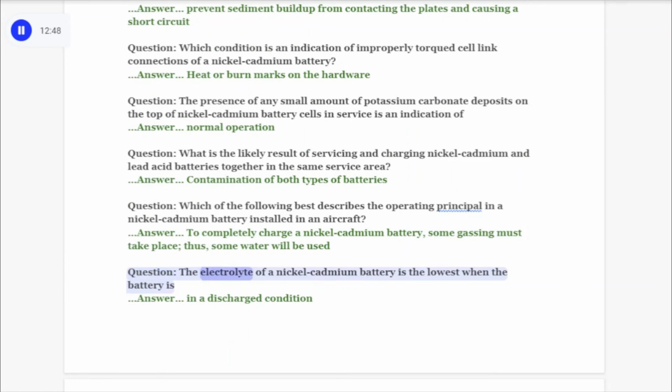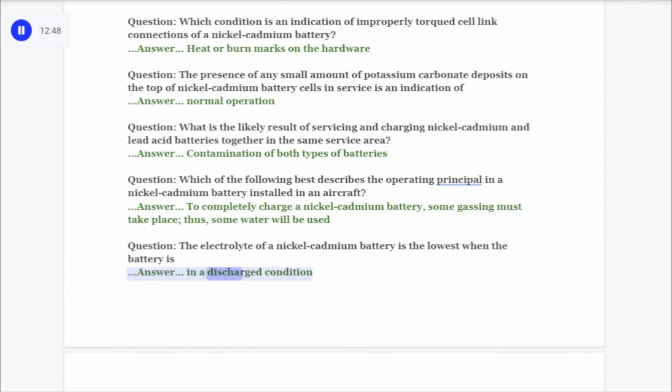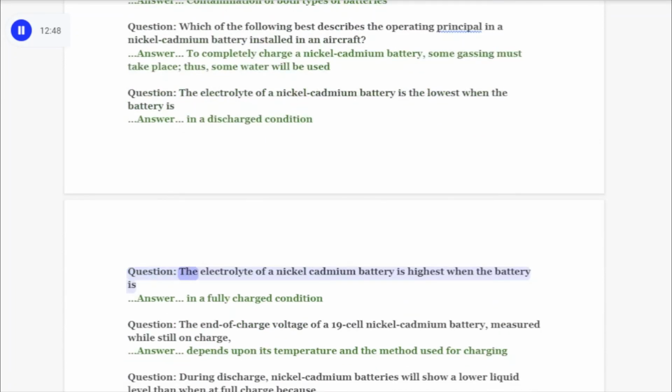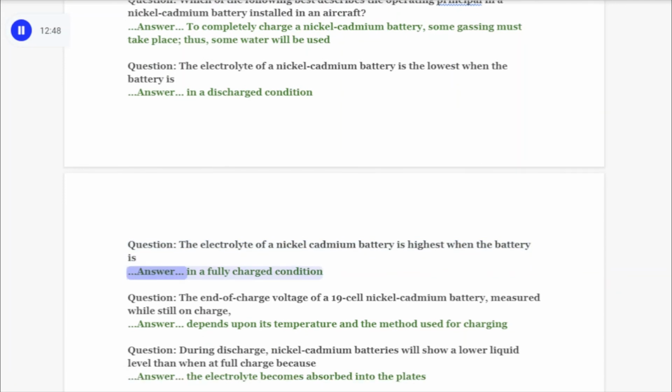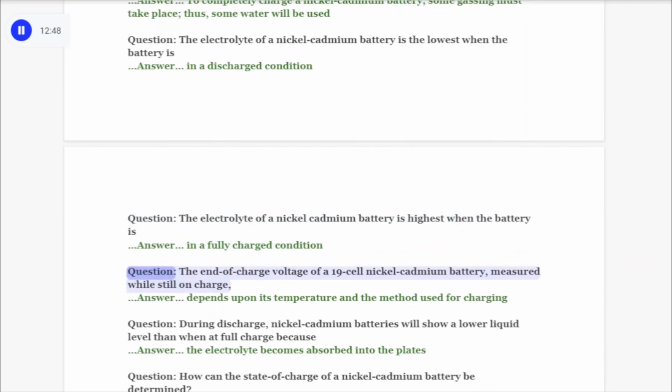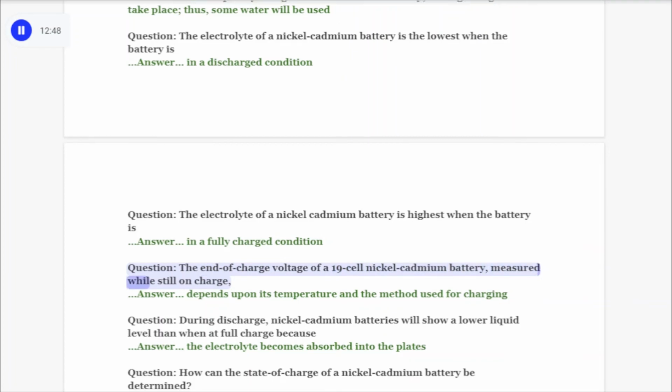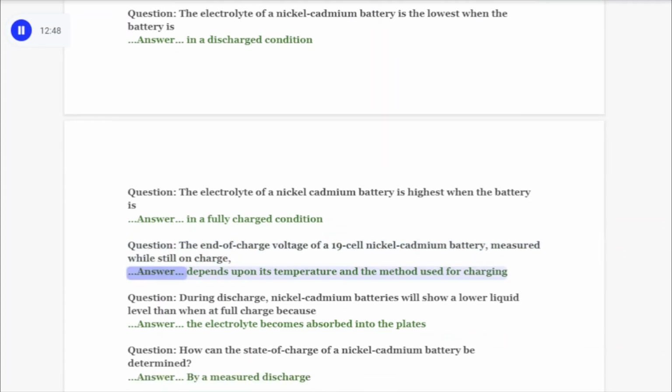Question. The electrolyte of a nickel-cadmium battery is the lowest when the battery is... Answer. In a discharged condition. Question. The electrolyte of a nickel-cadmium battery is highest when the battery is... Answer. In a fully charged condition. Question. The end of charge voltage of a 19-cell nickel-cadmium battery, measured while still on charge... Answer. Depends upon its temperature and the method used for charging.